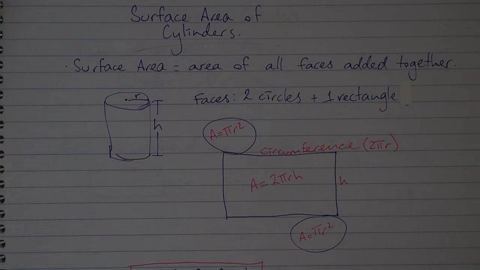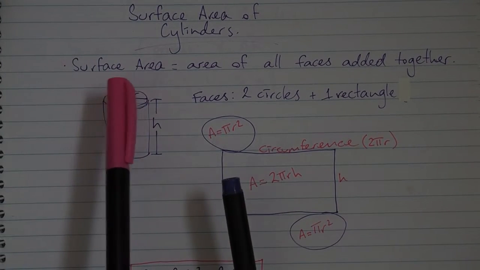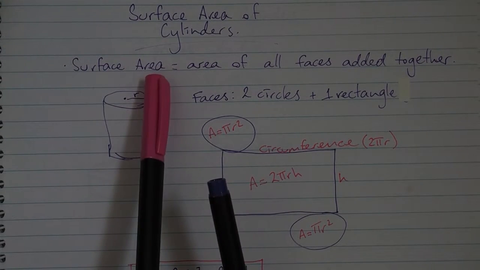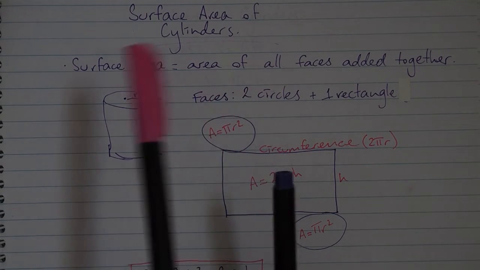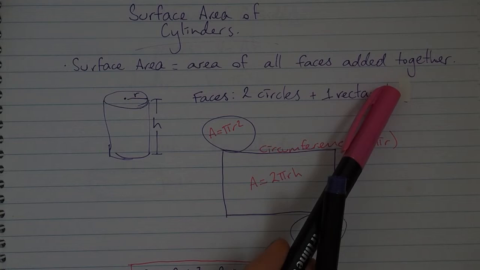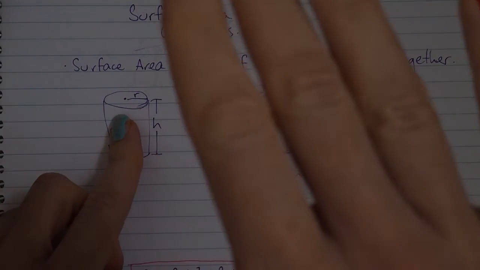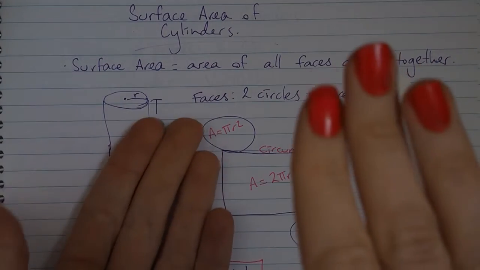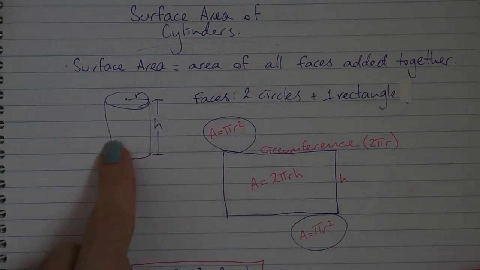Taking you through today how to calculate the surface area of cylinders. So we remember that the surface area is the area of all the faces on a prism or a 3D solid added together. So for a cylinder, we've got our circle on the top and our circle on the bottom, as well as the curved surface around the outside.